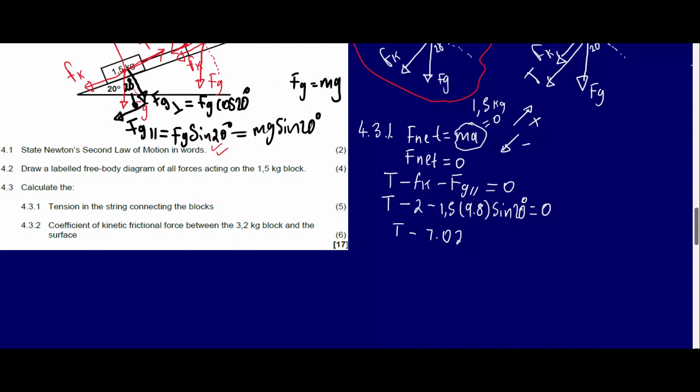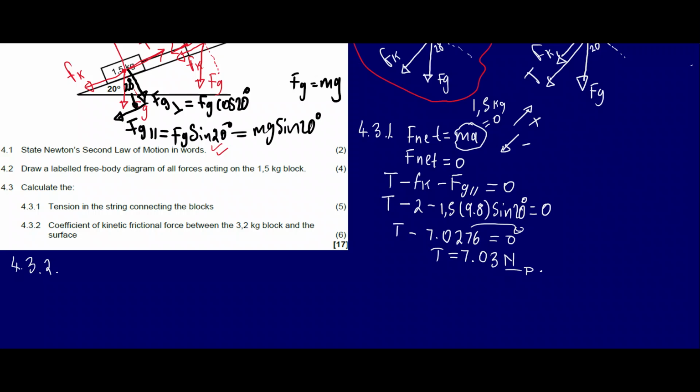So the answer we get there is a negative answer, right? It's negative 7.0276 and so on, right? If you transpose this to that side, you'll get that the tension value is going to be 7.02, okay, let's just say 7.03, right? Round off to that, right? I think this is the answer we got for the tension, right? So now let's move on to the 4.3.2.